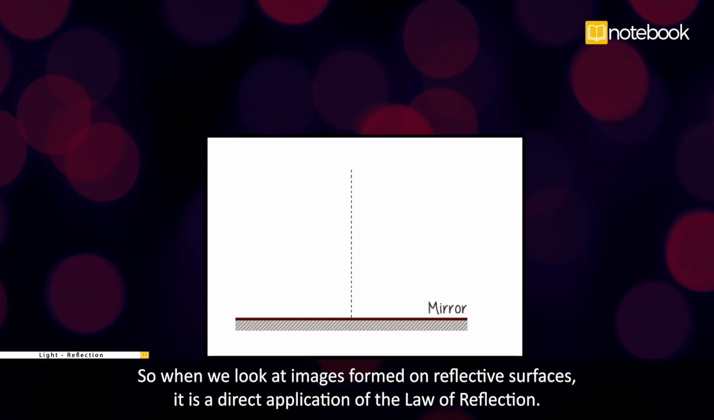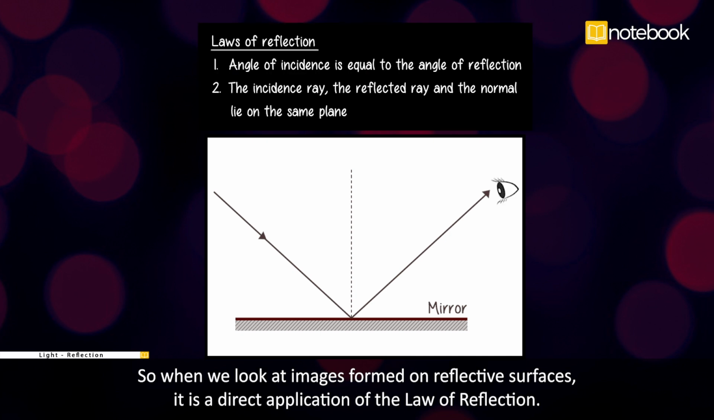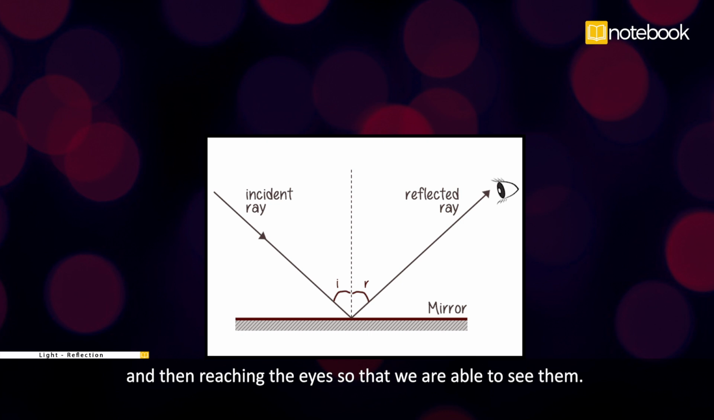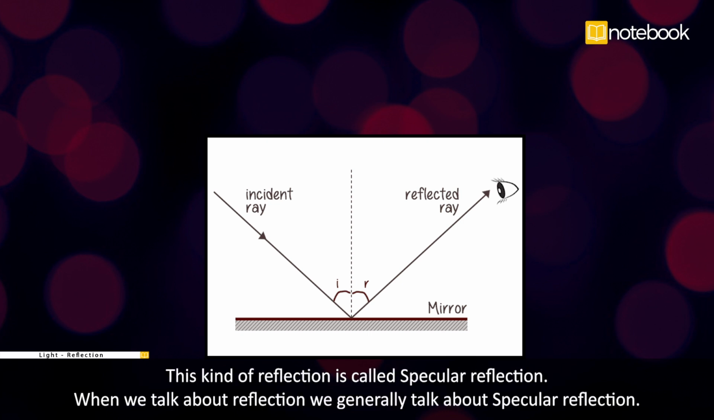So when we look at images formed on reflective surfaces, it is a direct application of the law of reflection. The incident rays fall on the surface of the mirror only to be reflected back, forming an angle of incidence and reflection on the same plane and then reaching the eyes so that we are able to see them. This kind of reflection is called specular reflection. When we talk about reflection, we generally talk about specular reflection.